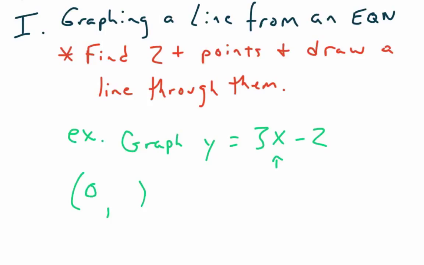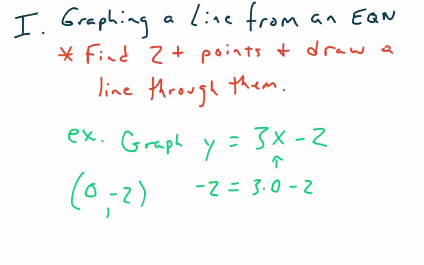So if I were to put a 0 in there for x, I get 3 times 0 minus 2. So my y value then is going to be negative 2. Because I have 3 times 0 is 0. Take away 2 gives me a negative 2.